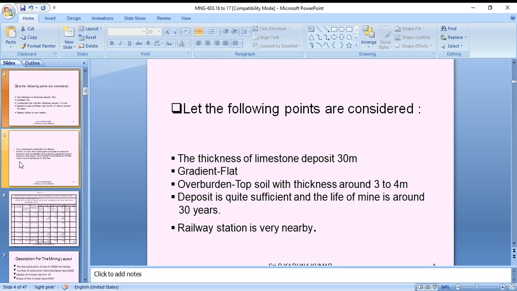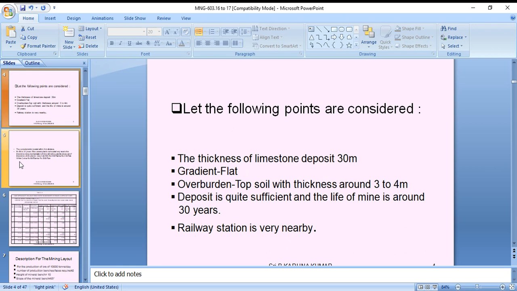That is what you can call OB. So the deposit is 30 meters, with around 4 to 5 meters thickness of OB and topsoil to be removed. Deposits are quite sufficient, and the life of the mine is around 30 years. For 10,000 tons per day, work out how much you get for a year and divide by the 30 years. That is the measure of the entire deposit.